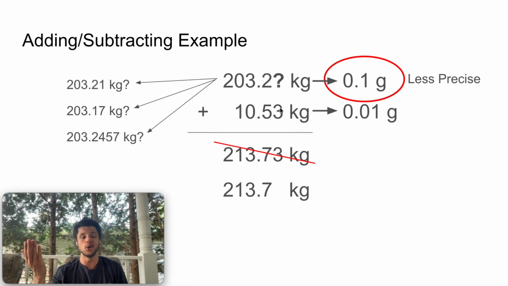And since we can't add an unknown to a known number, since that would still be a question mark, that's why we just get rid of that hundredths place and we just round this to the place value of the least precise of the two numbers we were adding together. All right, and that is how we add or subtract numbers while attending to their level of precision.